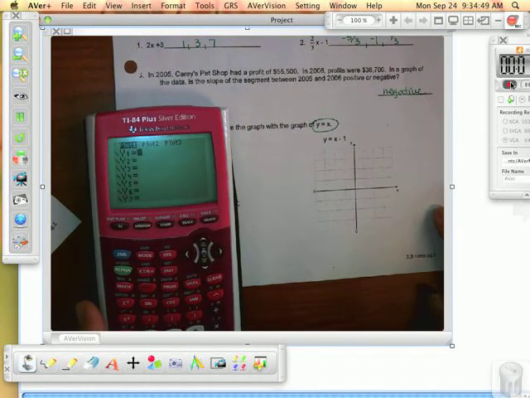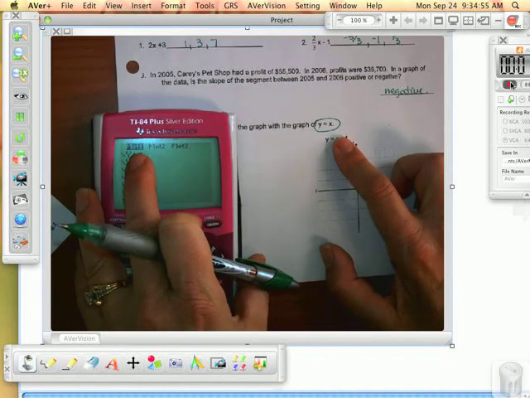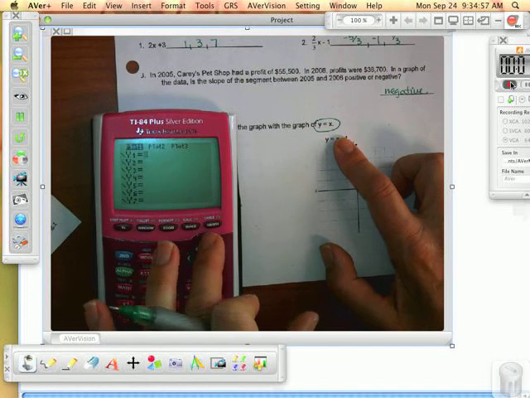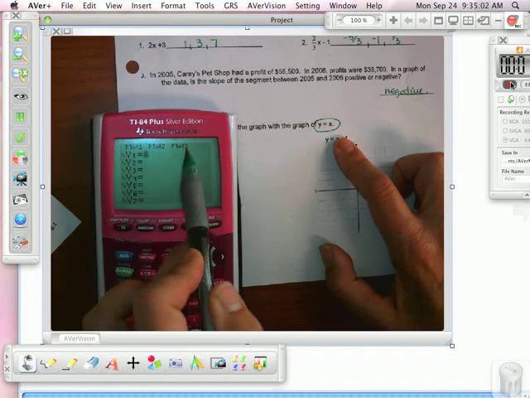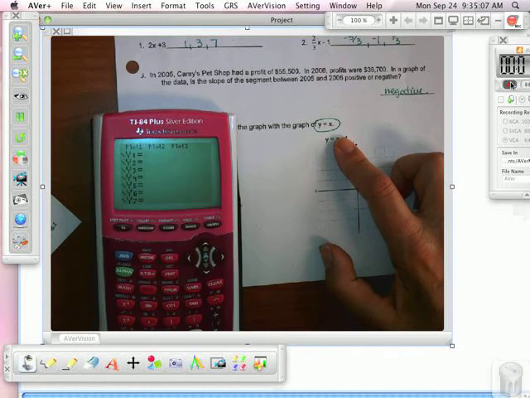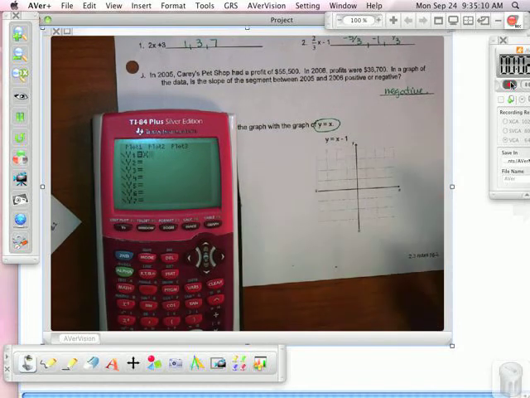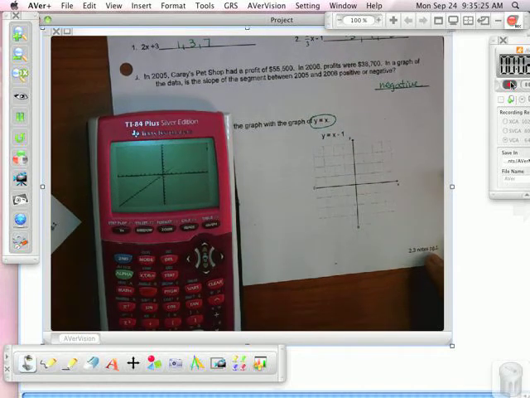Get rid of your plot up here because it might mess up your window. So arrow up, push enter, and arrow down, and these should all be cleared. Put in y equals x. But I want us all to have the same window, so go to zoom standard, zoom 6. Then your graph should look like that.